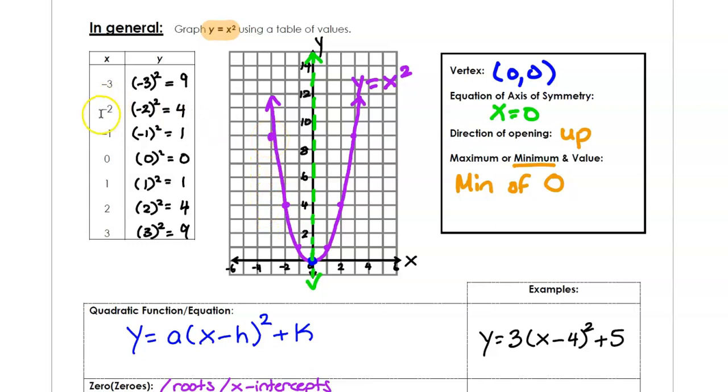Right? And so you do the same thing, -2, you're going to put it into the x, you're going to square it so that you get your y, which is 4. And so a coordinate is (-2, 4). So here's -2 and I go up to 4. So I put a dot right there. And there are 1, 2, 3, 4, 5, 6, 7 coordinates.